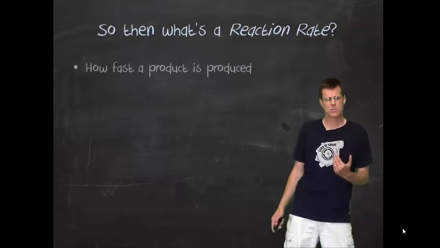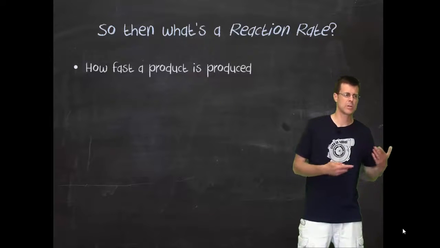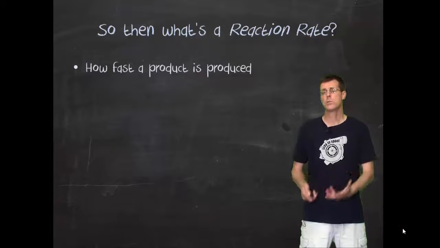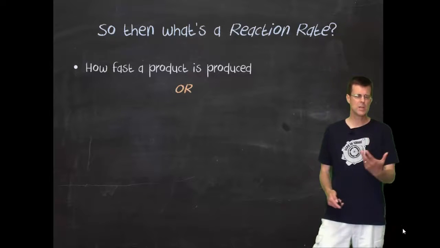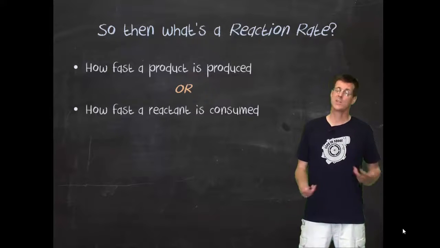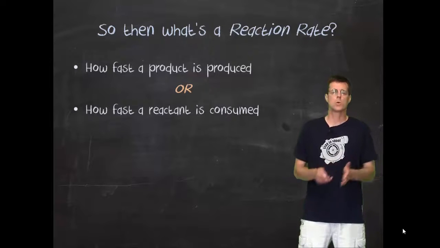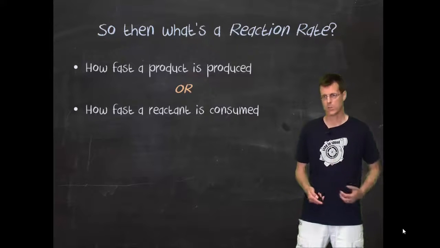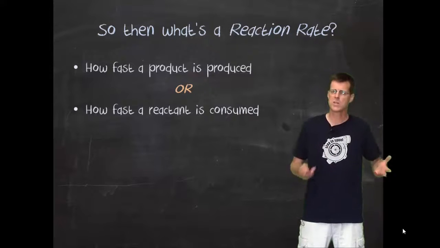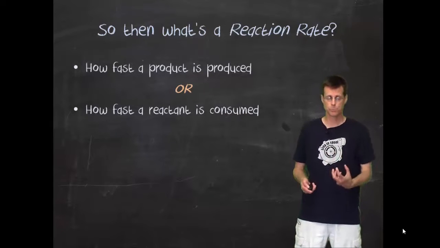For a reaction rate, we want to know how fast the reaction is going. Well, how do we know how fast? A reaction is producing a product. So we want to know either how fast the product is being produced or how fast the reactant is being consumed. Either one of those is going to tell us our rate of reaction. So if you're talking about even dissolving something, which isn't a chemical reaction, how fast is your solute disappearing?